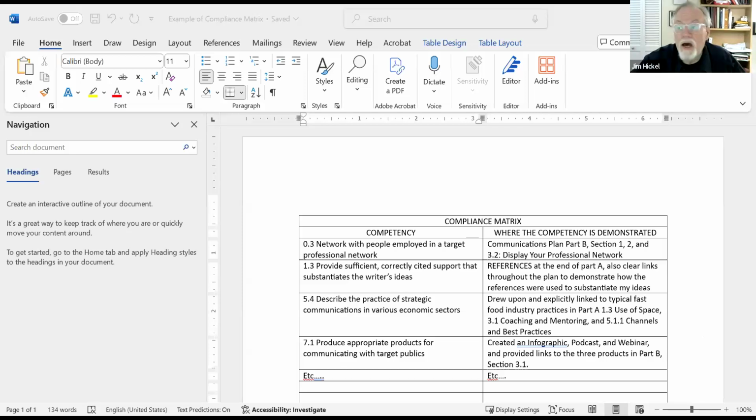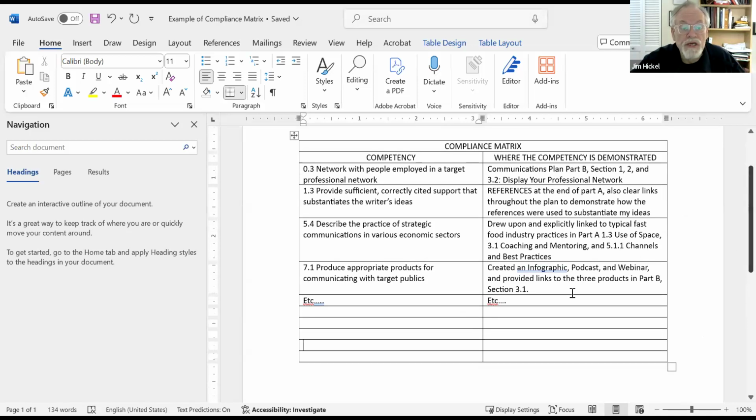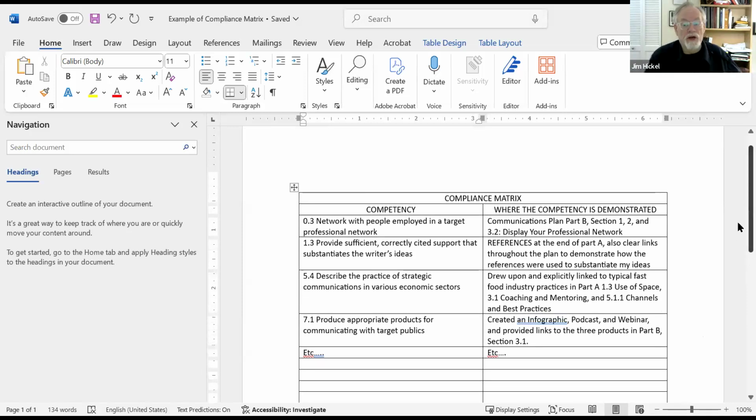So what I'm going to do is make a suggestion. And again, it's not required, it's optional, but I think it'll help you. It'll definitely help me. And that is, I'm going to suggest that when you submit a project, you submit also a compliance matrix. And the compliance matrix would be where you would take the competencies on one column and type them all out. And then in the second column, show where you've provided those competencies in your project.